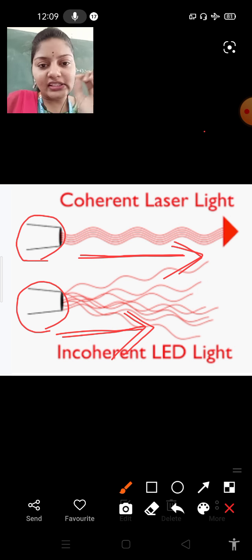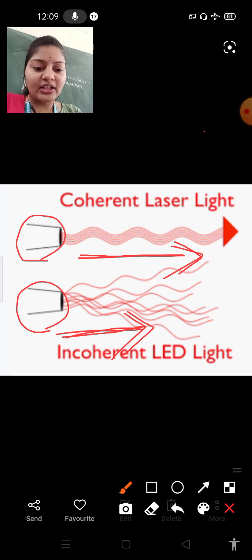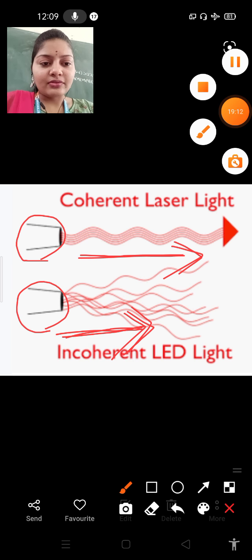As I already told you in the case of directionality, laser light has straight line motion without any deviation. Laser light with no deviation satisfies the coherence property. And the LED light, which has the incoherent property, has a heavy spreading nature. See here, the spreading nature is very heavy.